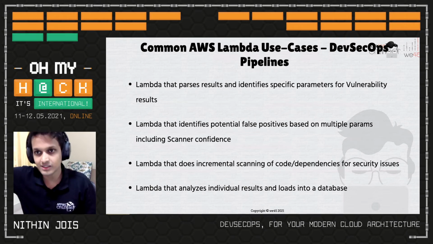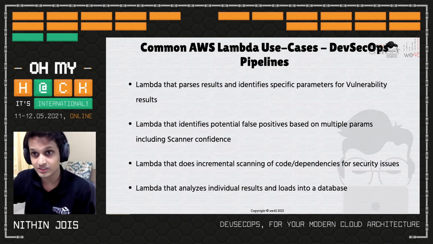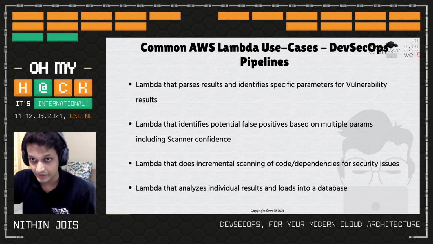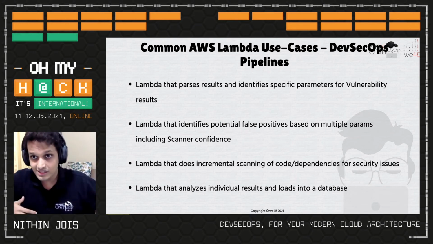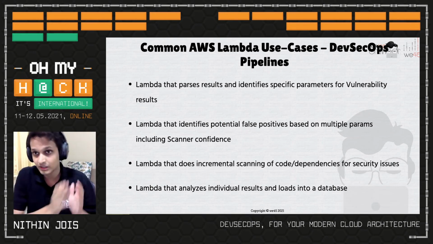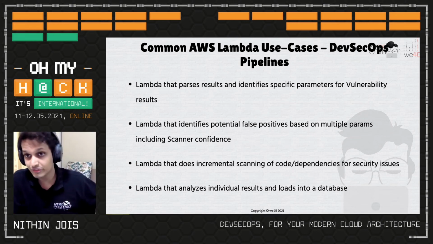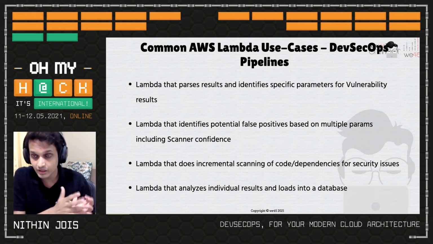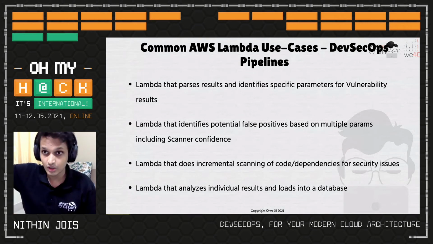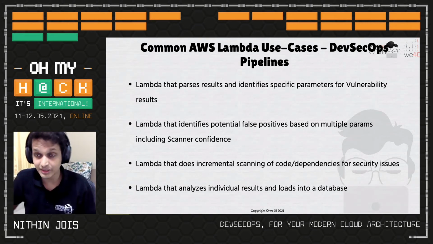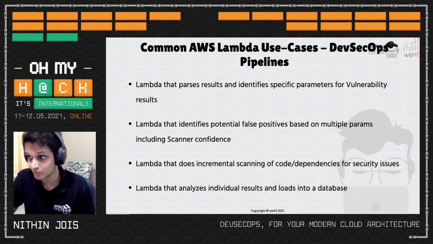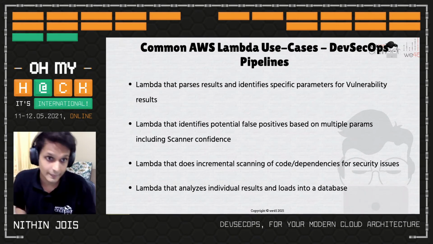So let's assume ZAP runs a scan successfully and uploads the result file to something like S3. As soon as there's an upload to S3, you can trigger a Lambda function, parse that XML or JSON file, try and remove all of the false positives, generate a new report, and only then push all of these results into your vulnerability management solution. This is something you can leverage Lambda to do, which can be a really awesome thing.